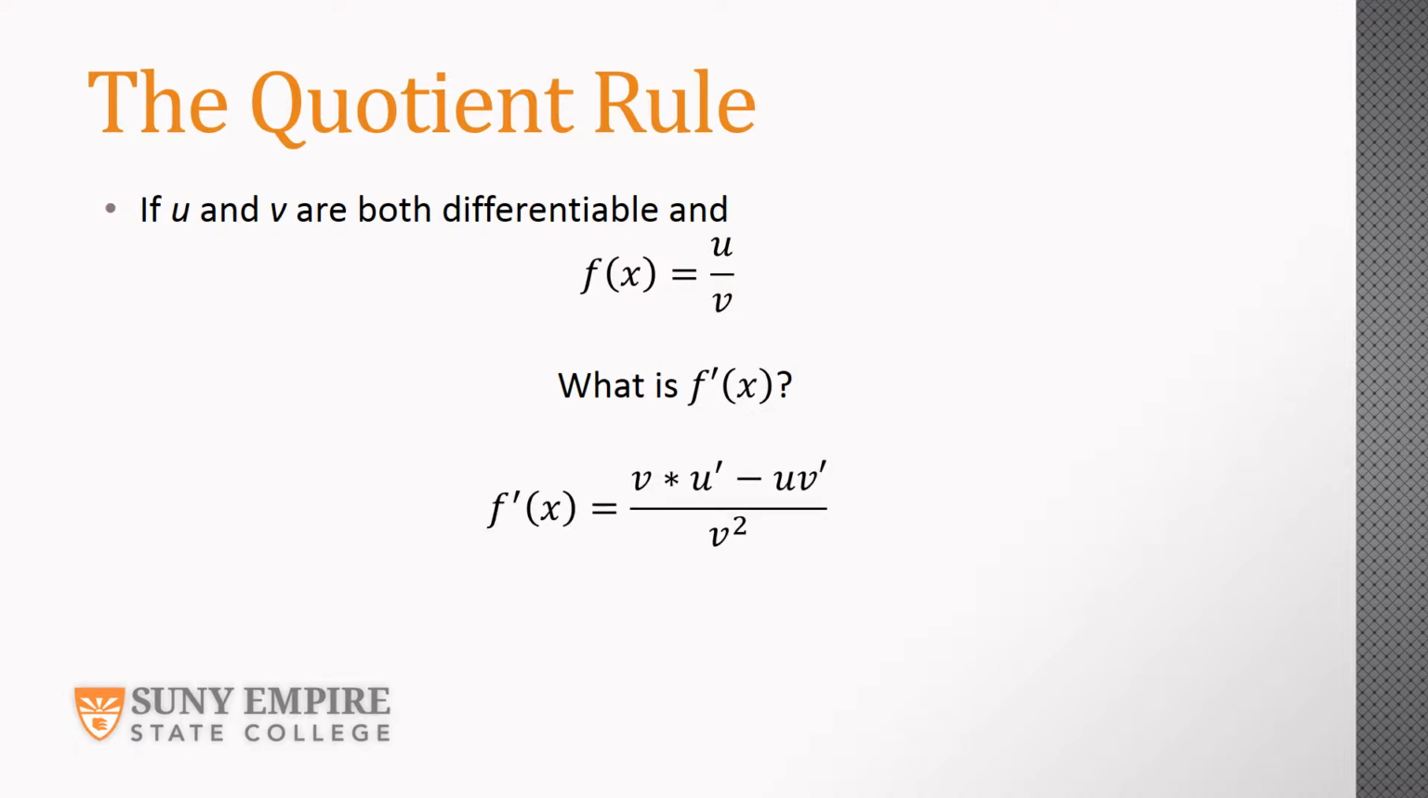To find the derivative of function f, we have the quantity v multiplied by u prime minus u multiplied by v prime, divided by v squared. A way to remember this is the mnemonic "low d high minus high d low over low low." Let's look at some examples.